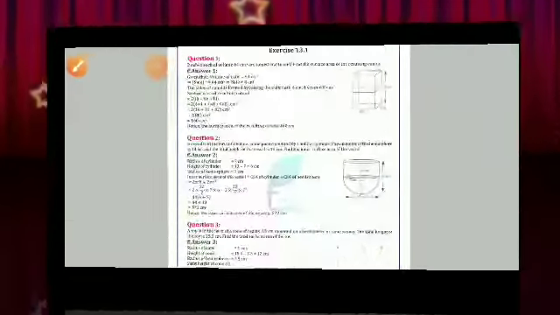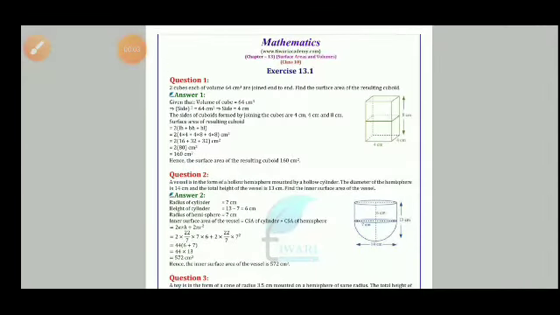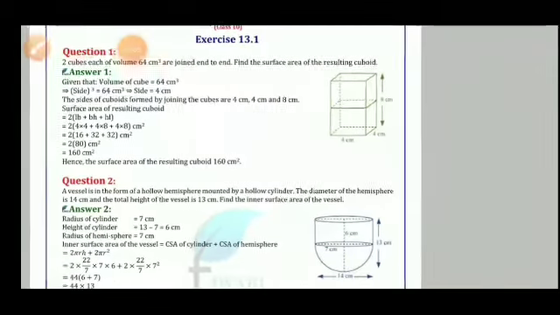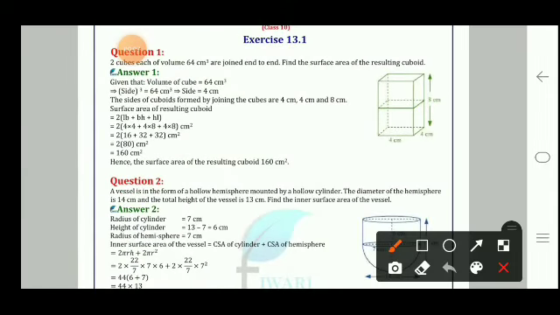Now in the same video, we are going to solve exercise 13.1 of chapter 13, that is Surface Area and Volume. The first question is: two cubes each of volume 64 cubic centimeter are joined end to end. Find the surface area of the resulting cuboid.